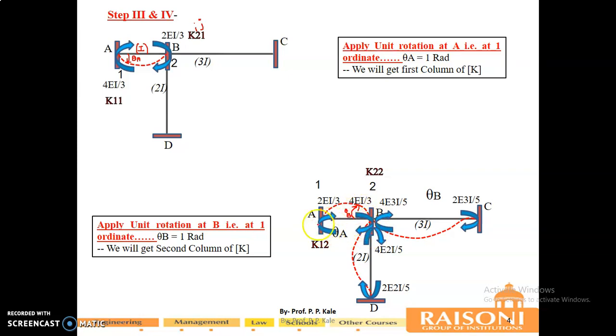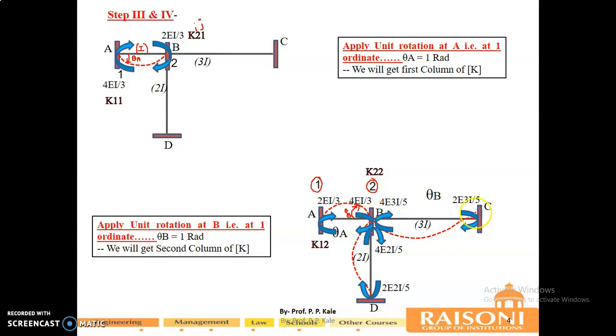So clockwise moments will be developed at B and A. You will get the value at B as 4EI upon L, that is 3, and at A as 2EI upon L. So A is our first coordinate and B is our second coordinate, and at B you will get 4EI upon 3, as I said to you earlier.